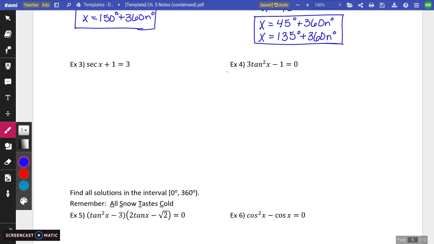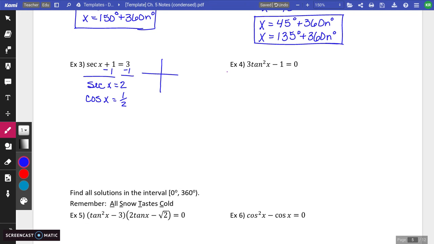Okay, number 3. So I'm going to subtract 1. So you get secant of x equals 2. Now we don't normally think about secant being on our unit circle, but it's the same thing as doing the reciprocal. So if you found cosine of x is 1/2, those are the same statement. Same statement, just written 2 different ways.